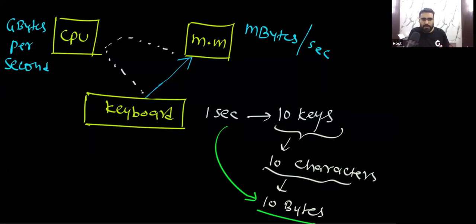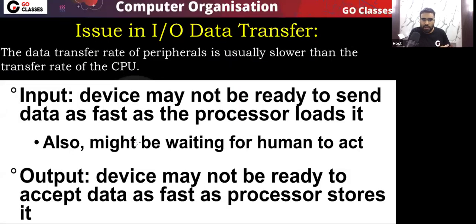So at this point, you can see if the keyboard is transferring data to main memory, then keyboard does not provide data at the speed at which CPU is operating. CPU and main memory are operating at very fast speed, but this keyboard cannot provide you data at that fast speed. So this is the idea. I hope you understood the challenges. Did you understand? Let me know.